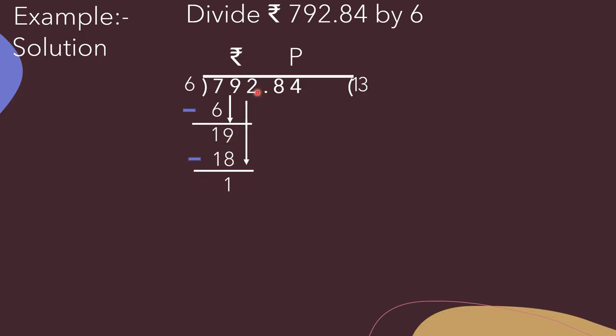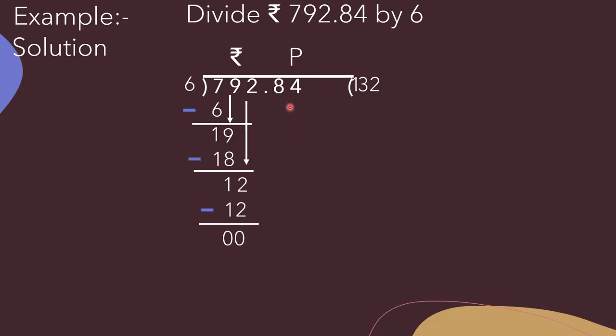Now we will bring down this 2, and 1 minus 1 is 0. So we bring down 2 and the number becomes 12. We know that 12 comes in the table of 6. 6 ones are 6, 6 twos are 12. So here we will write 2 at the quotient place and 12 below 12. Now we have to subtract. 12 minus 12 is equal to 0.